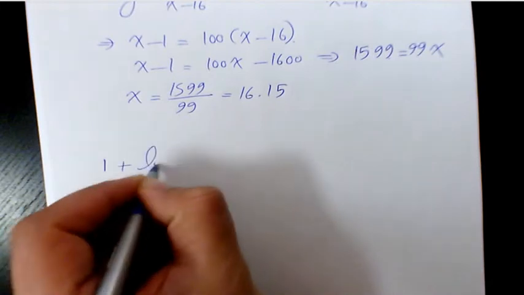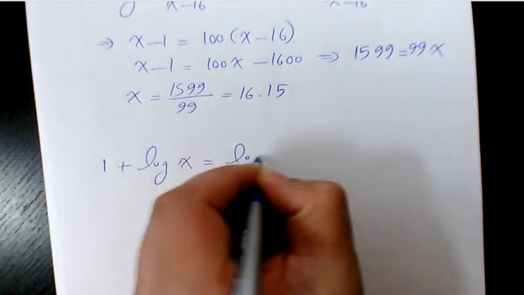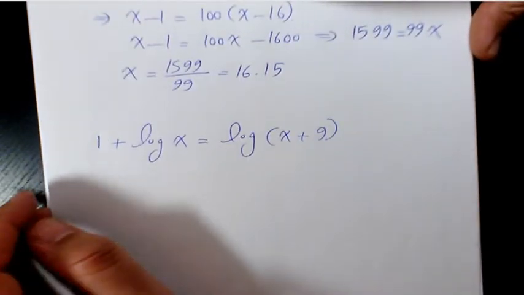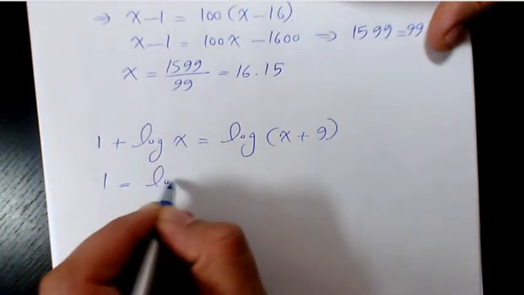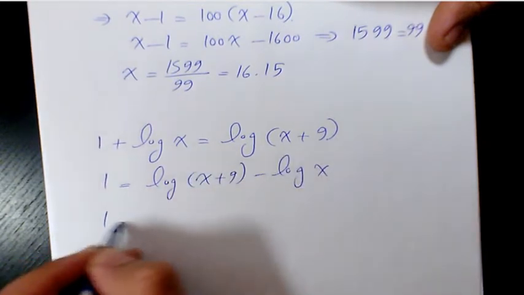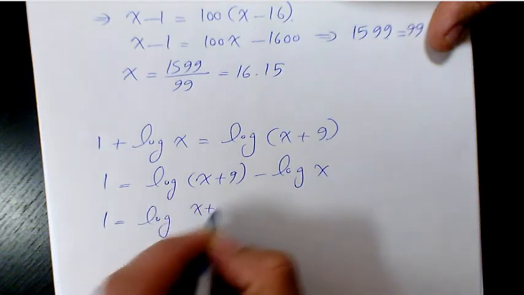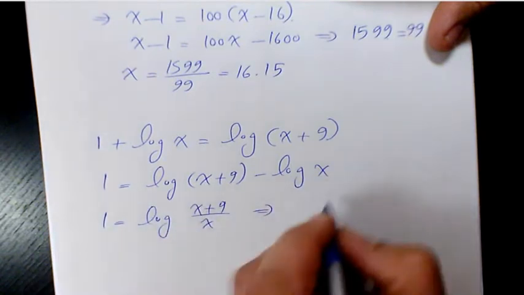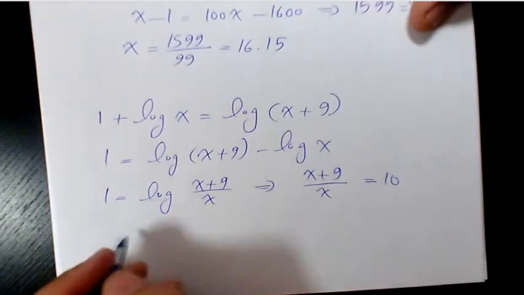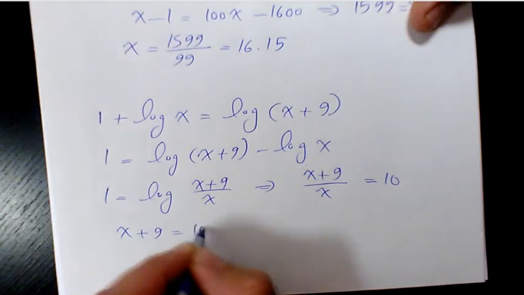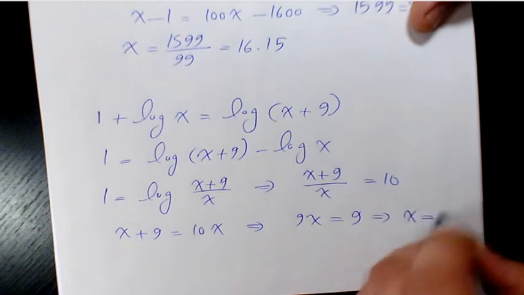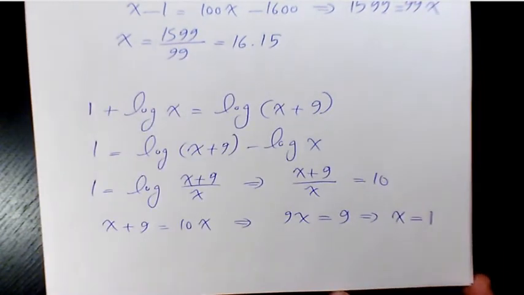1 plus log x equals log of (x plus 9). I'm going to say 1 equals log (x plus 9) minus log x, which will be 1 equals log of (x plus 9) over x, and that is going to be (x plus 9) over x equals 10. So we have x plus 9 equals 10x. So 9x is going to be equal to 9. So x will be equal to 1.